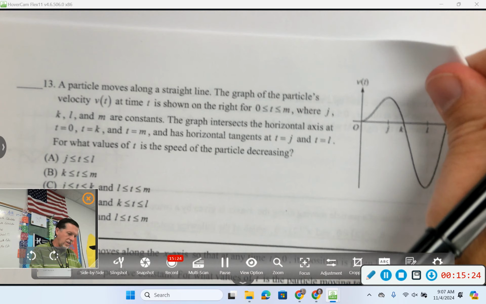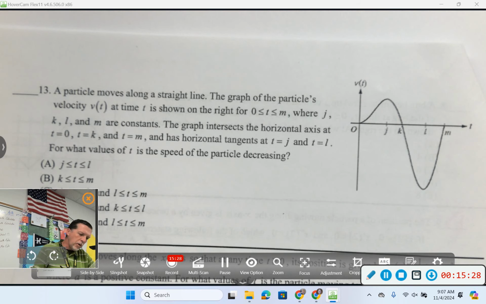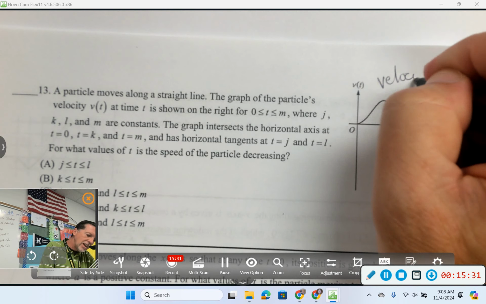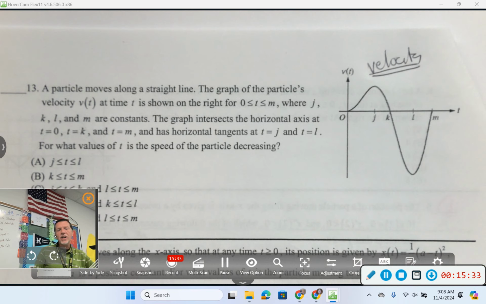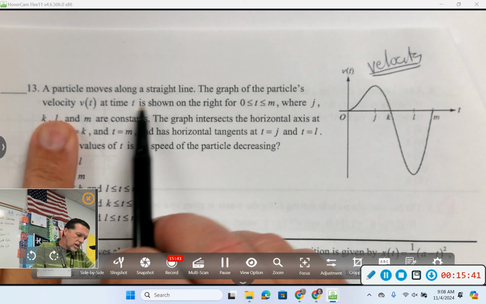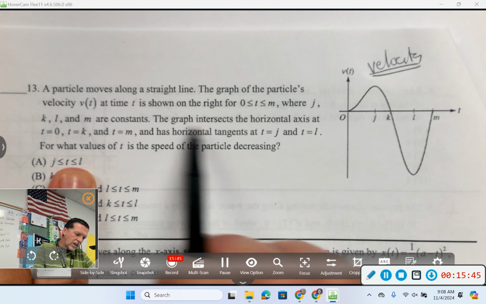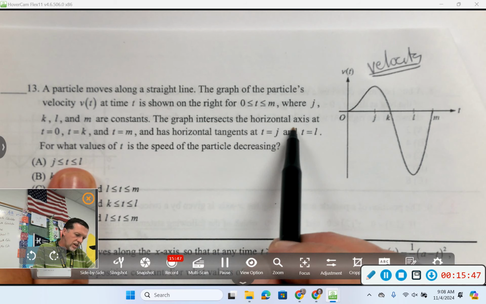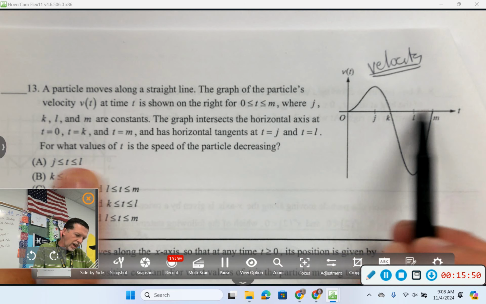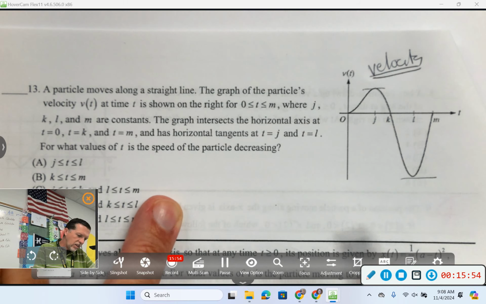13. Last one. A particle moves along a straight line. The graph of the particle's velocity. Okay, be careful. I'm looking at velocity. If velocity is positive, that means we're moving up or to the right. At what time? J, all those are constants. The graph intersects at K and M. Got it. Has horizontal tangents at J and L.